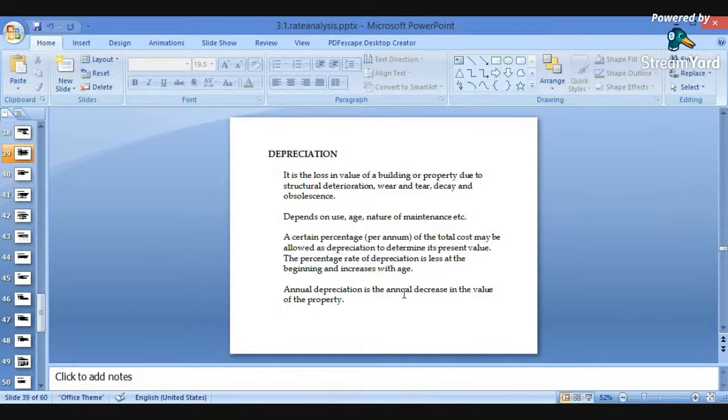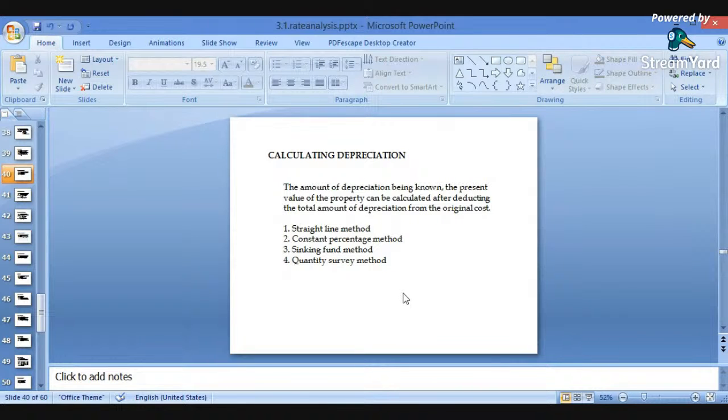It will be dependent on the age of the structures. As the age of the structure increases, the depreciation cost will increase. How to calculate the depreciation cost, or how to find out the depreciation? The amount of depreciation being known, the present value of the property can be calculated after deducting the total amount of depreciation from the original cost.